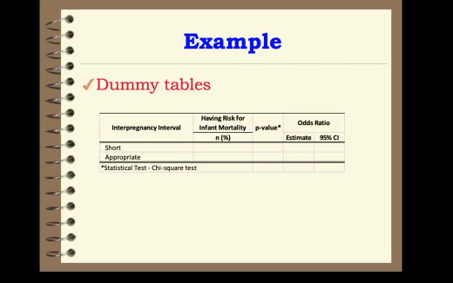And then we look at the dummy table. The dummy table looks into the relationship between interpregnancy interval, classified as either short or appropriate, and having risk for infant mortality, number and percent. And then the p-value here, and then the estimated odds ratio, and then the 95% confidence interval. And then we placed here an asterisk saying that the statistical test to use here is a chi-square test.